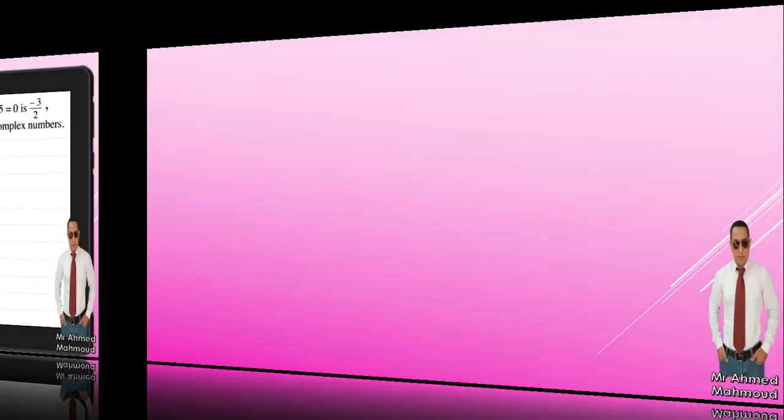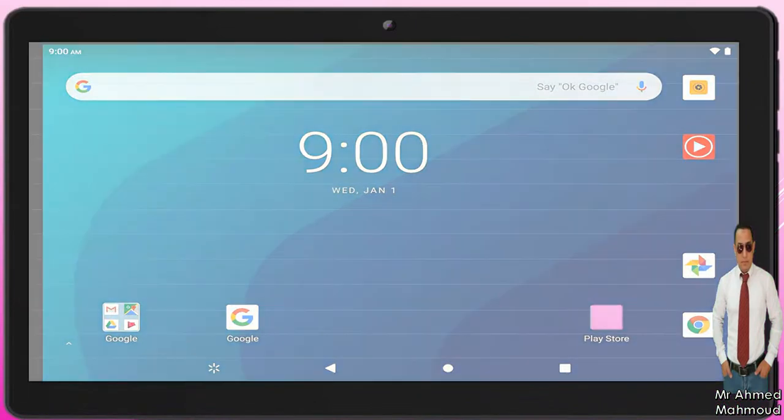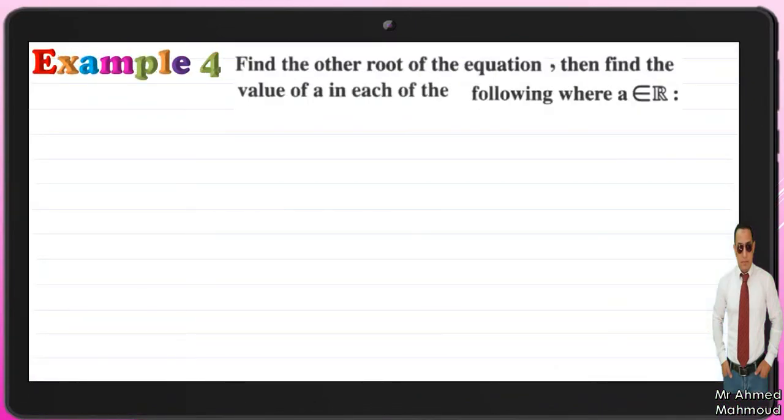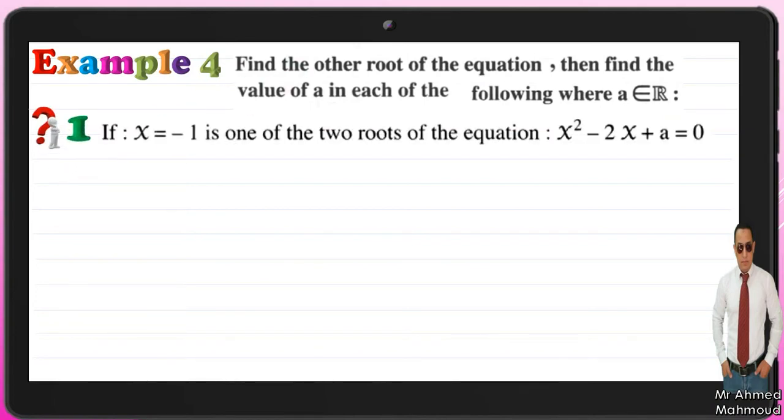The next example. Find the two roots of the equation, then find the other root of the equation, then find the value of A in each of the following cases. Number 1, x equals negative 1. This is the first root. The required is to find the other root, so then I will find the value of A.